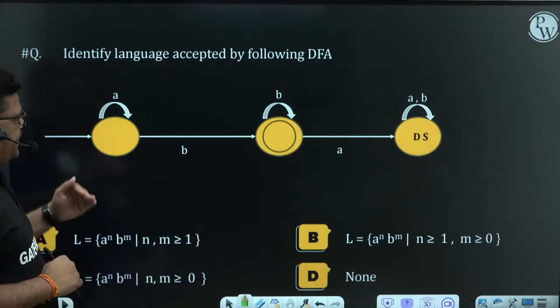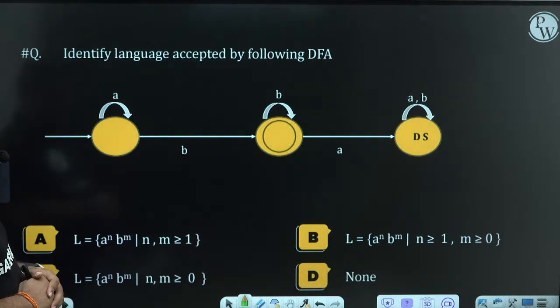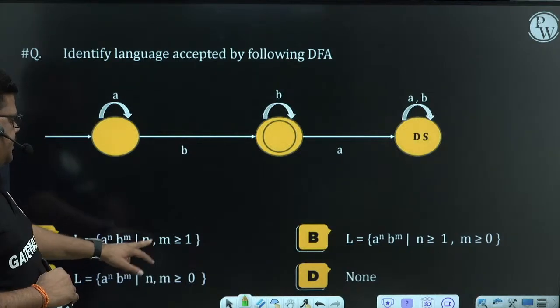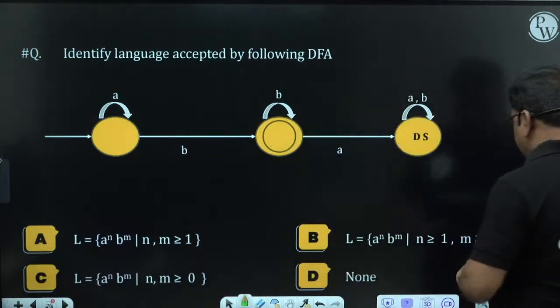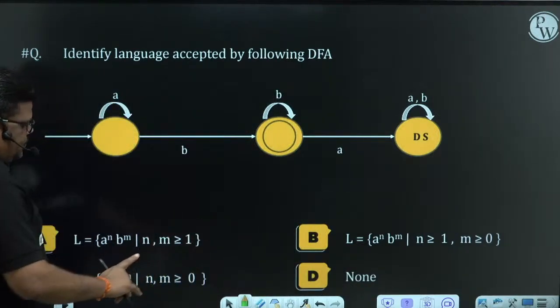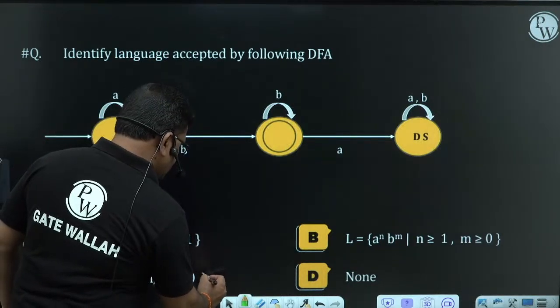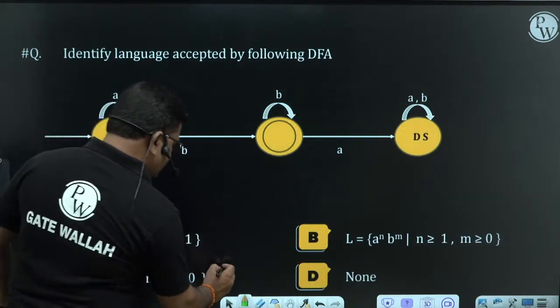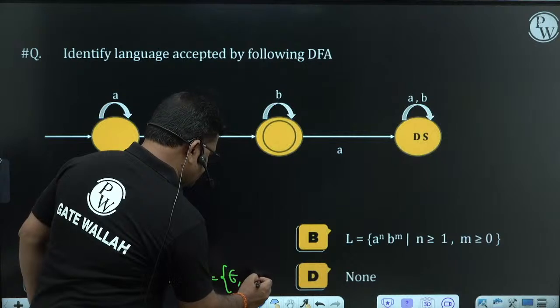Identify the language accepted by this DFA. First option: a power n b power m, n comma m greater than or equal to 1. Second one: a power n b power m, n value starts from 1, m value starts from 0. Third one: a power n b power m, n and m both start from 0. What will be the minimum length string? a length is 0, b length is 0. The minimum length possible here is epsilon. Epsilon followed by so many others.